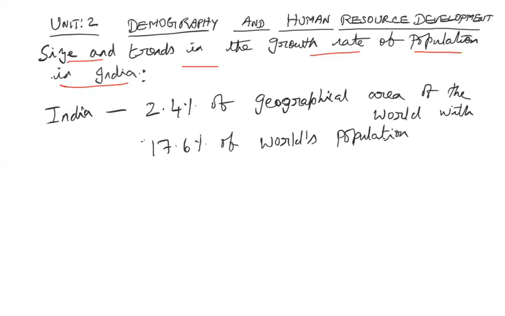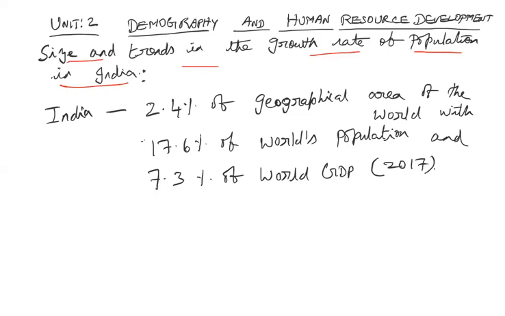17.6% of the world's population, but sharing only 2.4% of the geographical area of the world, and around 7.3% of world GDP. This is as per the 2017 data. Now we can understand why the per capita income of India is low. Okay, now this is the current situation.